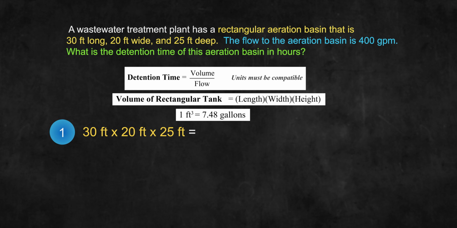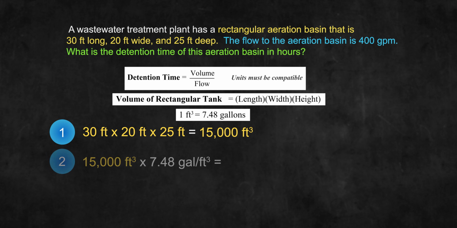For the first step, we'll use the volume of a rectangle formula to find the volume in cubic feet of the aeration basin. We do this by multiplying the length of 30 feet by the width of 20 feet and the height of 25 feet, giving us a value of 15,000 cubic feet. In the second step, we convert that volume in cubic feet to gallons by multiplying 15,000 cubic feet by 7.48 gallons per cubic foot, giving us a result of 112,200 gallons for the aeration basin volume.